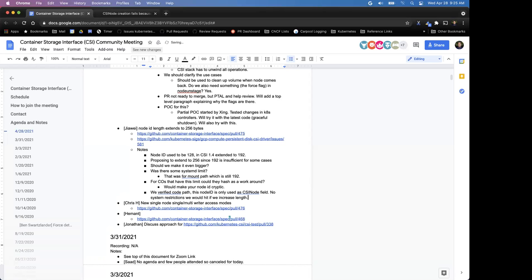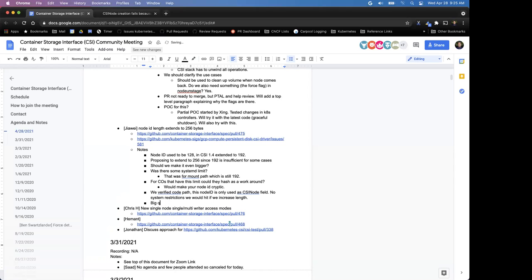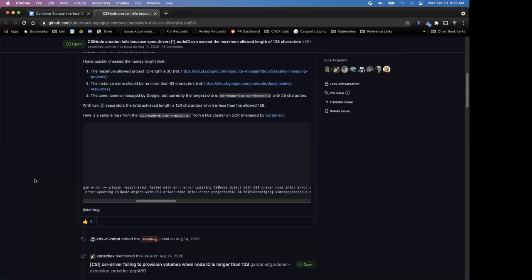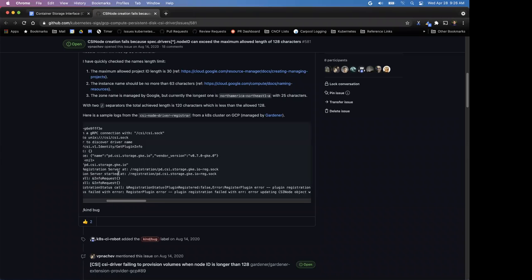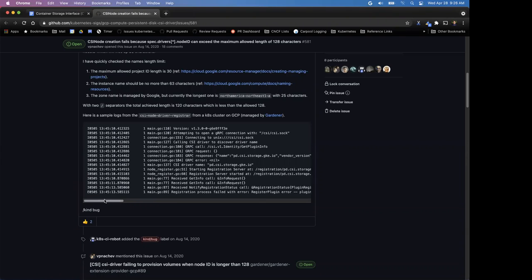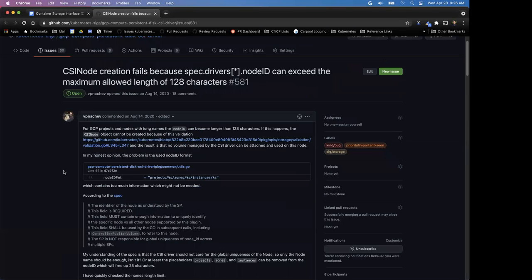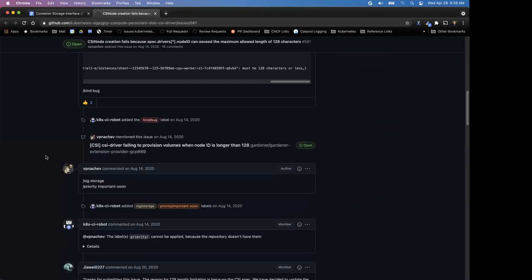I think the big question is how much is enough, right? If we already extended it once and it wasn't enough, we don't want to keep doing this every few months. Yeah, I think on the GCE side, they did some calculation and figured out 256 is enough. The question is if anybody else needs anything more than that.